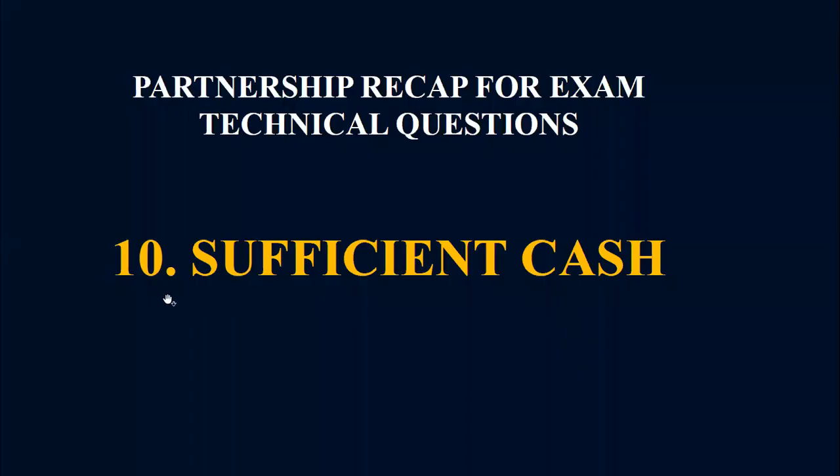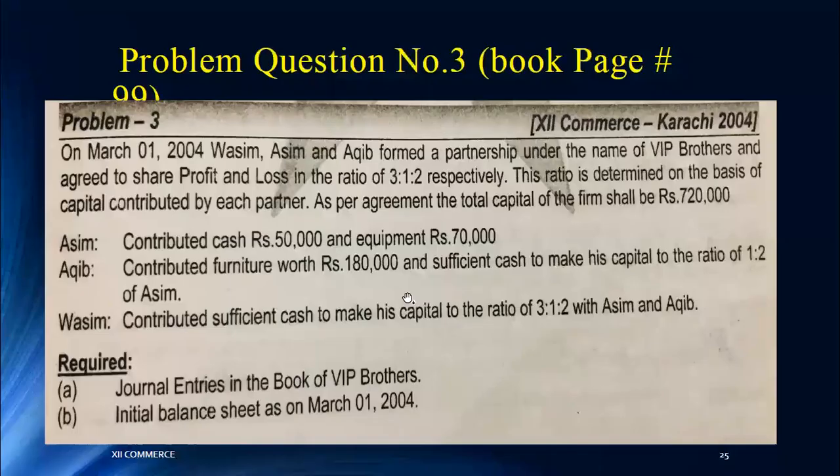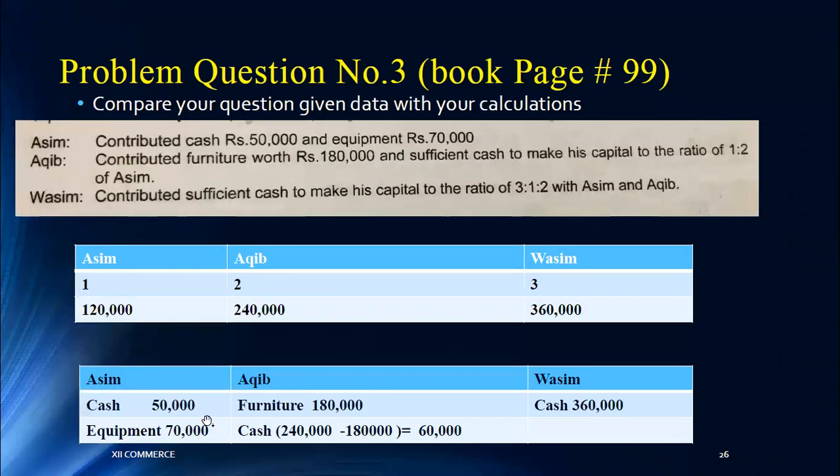I proceed. Now we are on the 10th part, that is sufficient cash. As I discussed with you in the previous question, how we can calculate the sufficient cash, I told you the formula also: the total capital of the partner minus the given assets of the partner. It is the same question which we discussed in the previous slide, problem question number 3 on book page number 99. This is the solution we have discussed and applied the formula over here.